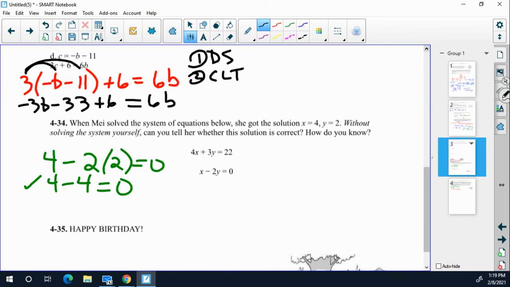Okay, so now we combine like terms. We're going to swing that 3B over to the other side because it's negative. It'll make it positive. And so then we have how much? How many B's? Yep, 9. Okay, then what is negative 33 plus 6?